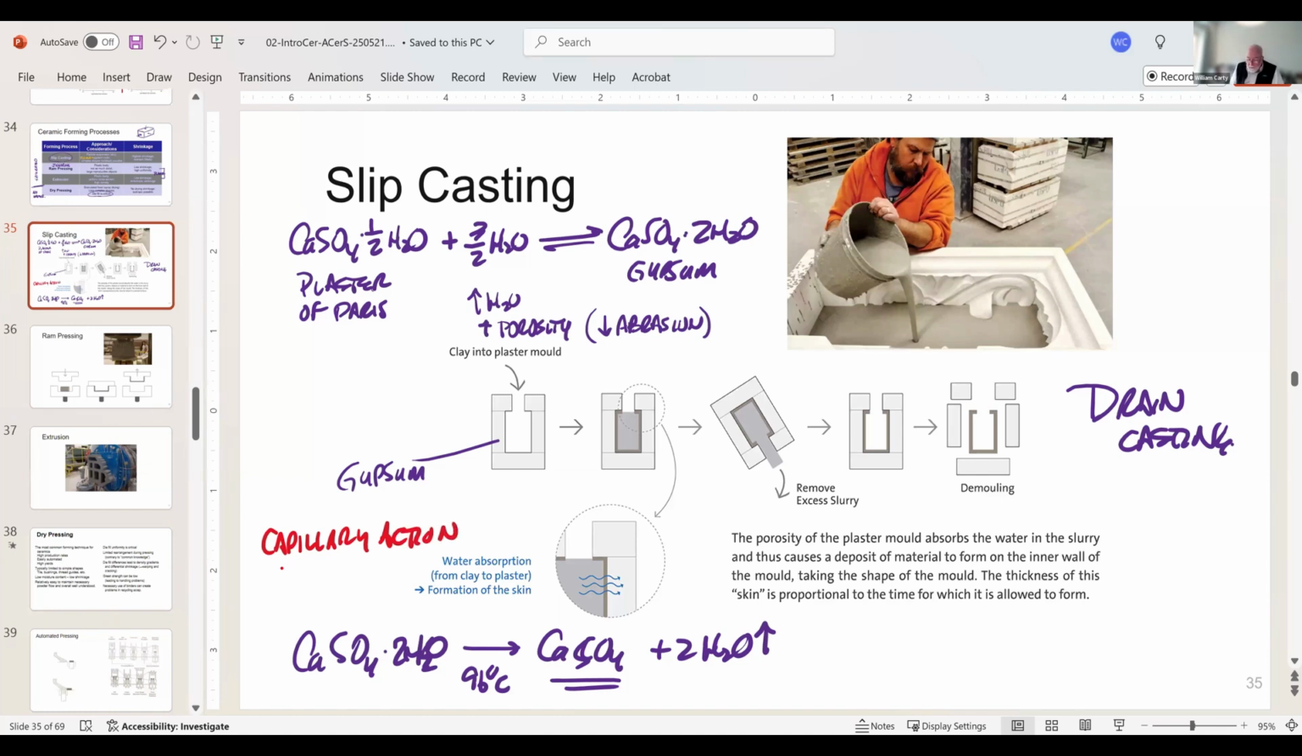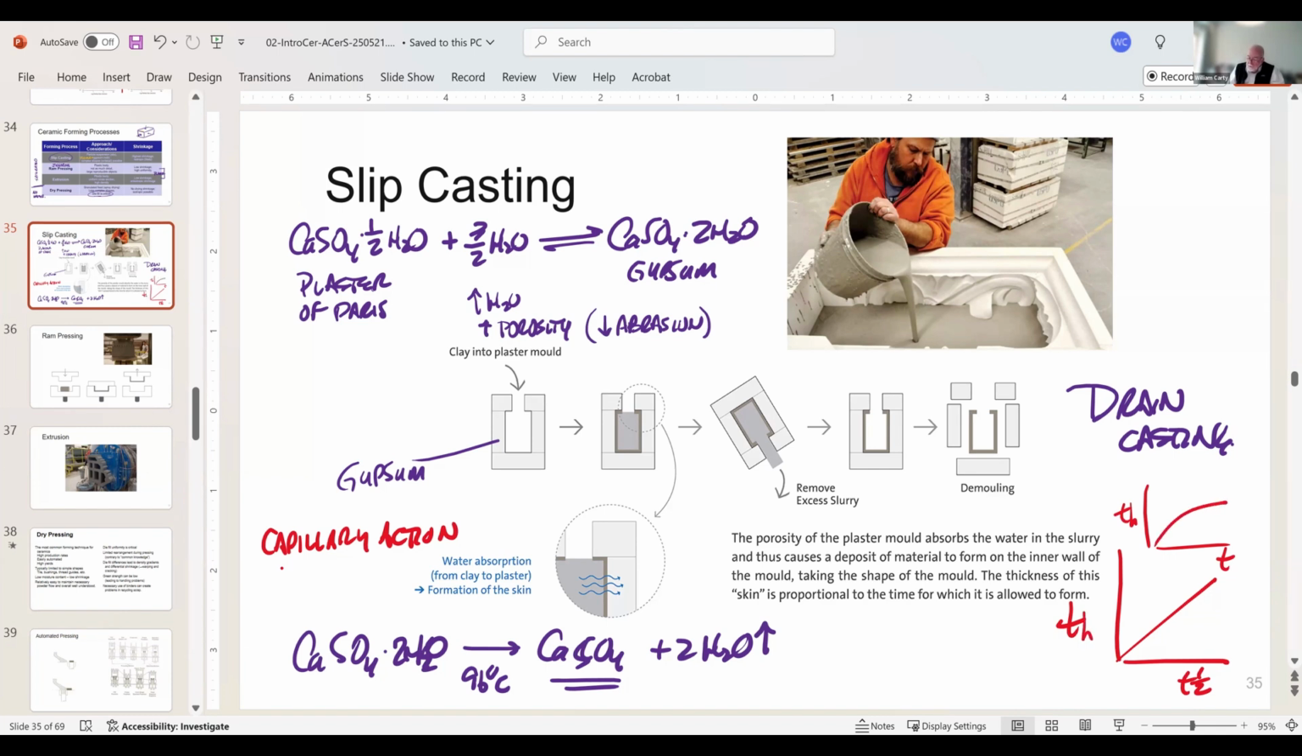Water wets the pore walls of the gypsum, pours in, and deposits the particles behind it. The thickness of that cast layer scales with time to the 1/2. So if you double your time, for example 1, 4, 9, 16, you'll get a linear behavior. If you do this on a time basis, though, thickness versus time, the curve looks like this.